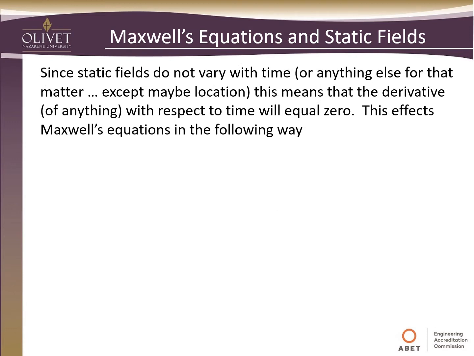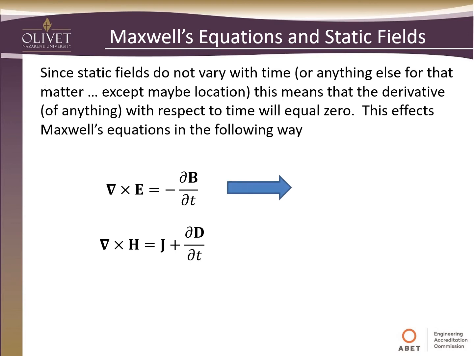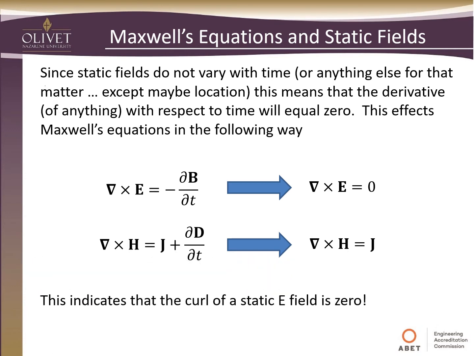Since static fields do not vary with time, except maybe location, the time derivative of anything in these equations has got to be equal to 0. So if we take that into account, with Ampere's law and Faraday's law, with Faraday's law we'll see that the curl of the electric field must be equal to 0. And with Ampere's law, the curl of the magnetic field is just going to be equal to the current density. So this indicates that the curl of a static field must be 0.